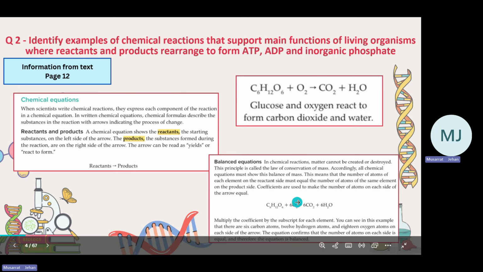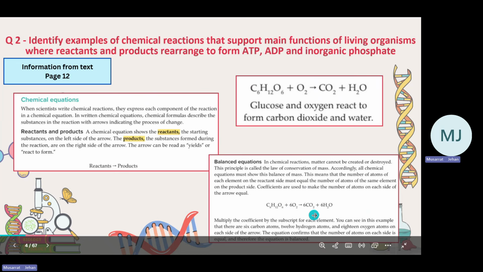And the coefficient, we multiply it with all the subscripts. Subscripts are these numbers which are written here. These are called the subscripts. So we multiply the coefficient with all the subscripts to find out. Like for C, there is no number in front of C. So C means 1. No number means 1. So we multiply 6 by 1, it is 6. So there are 6 carbon.